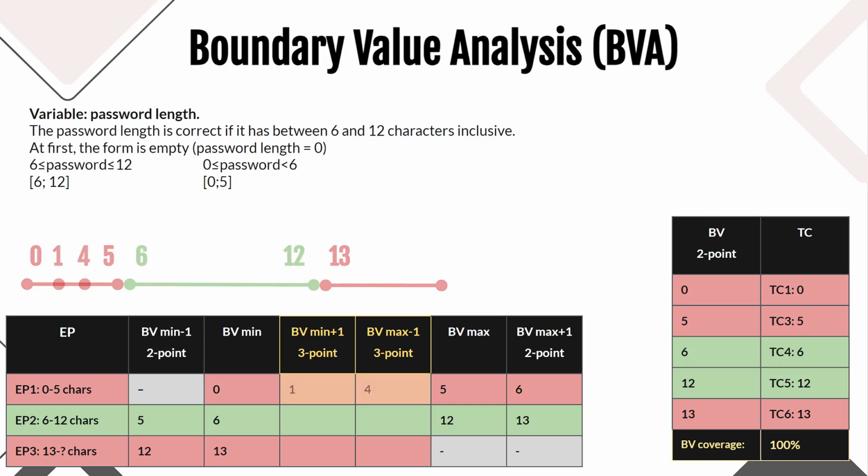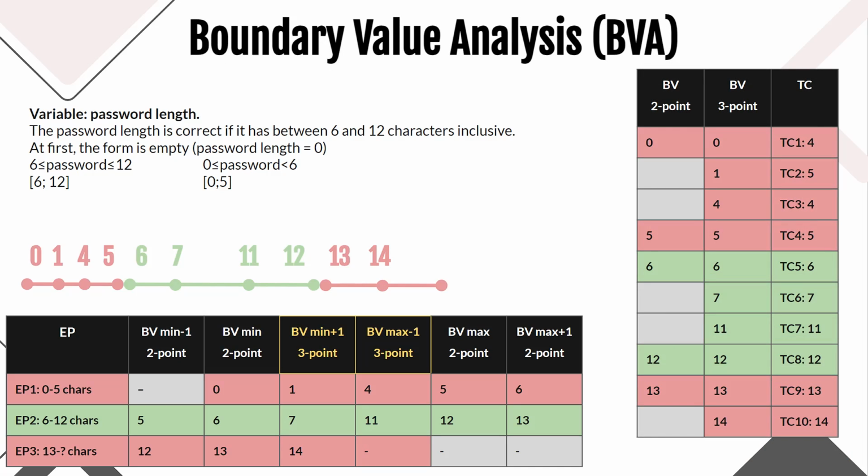For the first partition, from 0 to 5, these will be the values 1 and 4. For the other two partitions, we have already defined neighbors in our tutorial. These values are 7, 11, and 14. And the full table of values will look like this. 5 boundary values for two-value BVA and then 10 boundary values for three-value BVA.